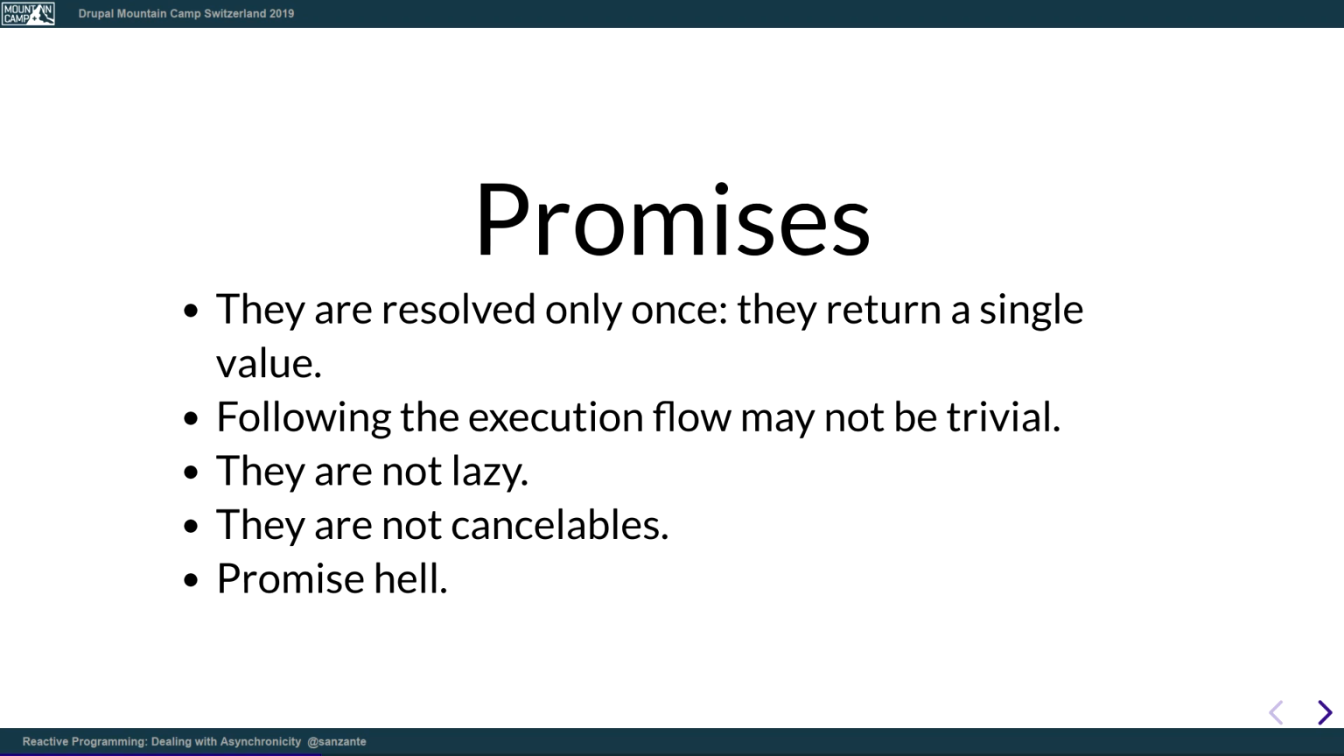The problems with promises are that they are only resolved once. They return a single value. That means that if you need to deal with asynchronous operations, each time you expect a value, you need to set up the promise. This can be solved using a function that sets up the promise, but at the end you need a certain code control to set up the promises.